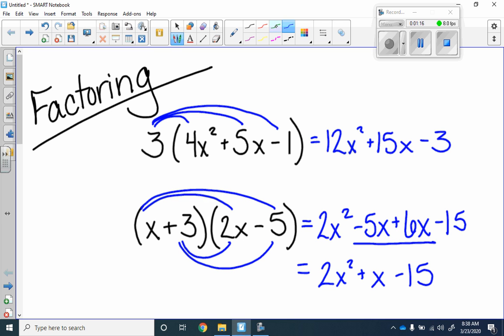All right, so what we are doing here is we are simplifying. When you start multiplying things together, that is simplifying. When we reverse this process and we put the parentheses into the problem, that is called factoring. And what is the point of factoring?